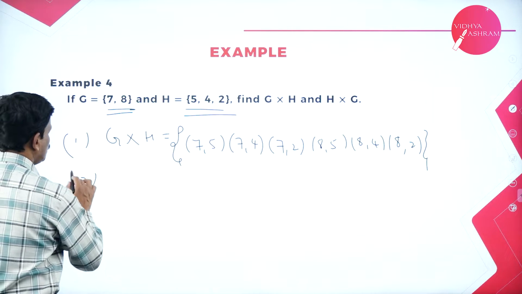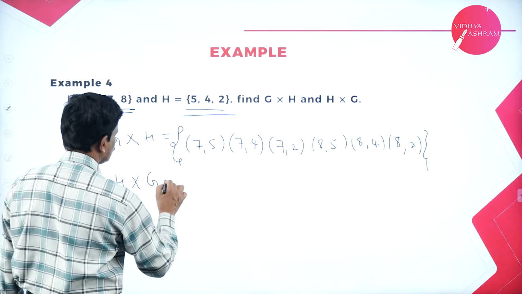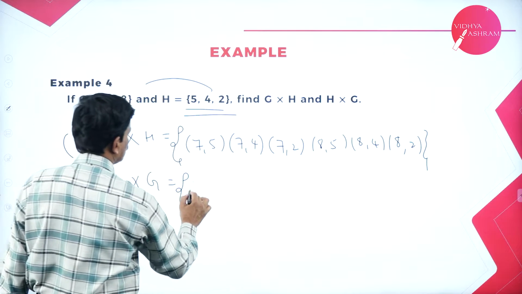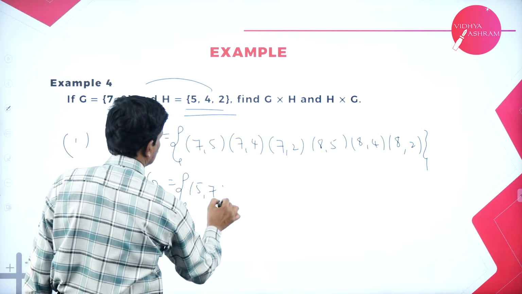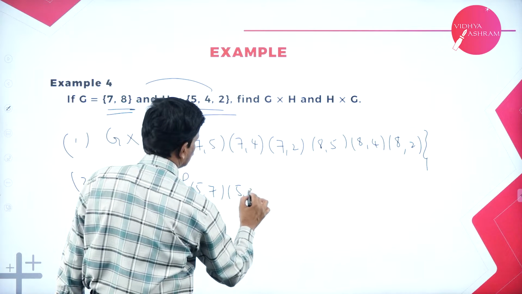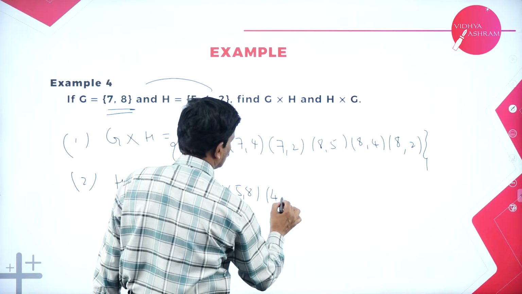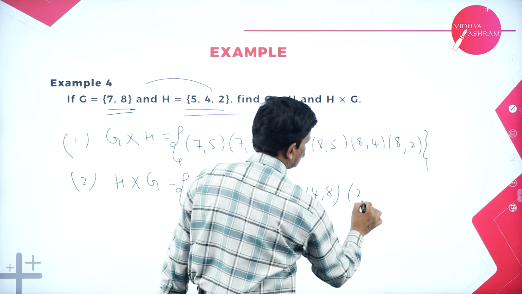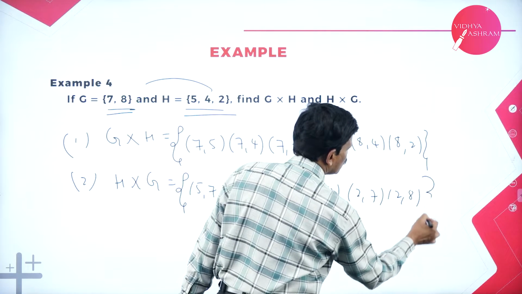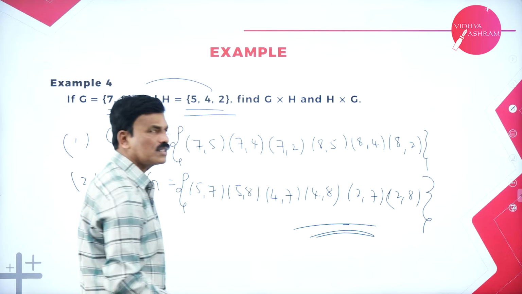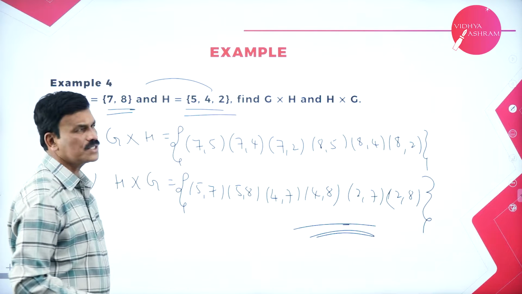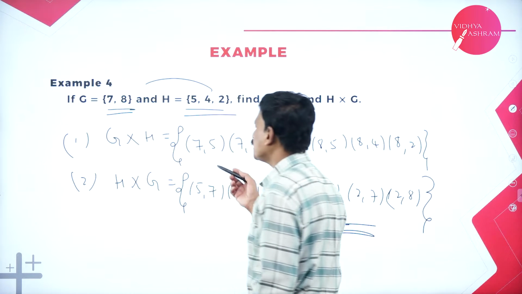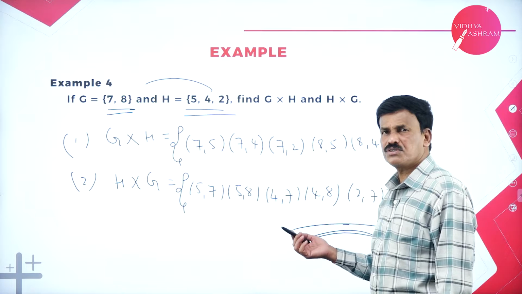Now second one is H cross G. H and G. From this, the first elements are 5, 7, then 5, 8. Next 4, 7, then 4, 8. Then 2, 7, and 2, 8. These are the elements of the sets G cross H and H cross G. So here also they are not equal. G cross H is not equal to H cross G.